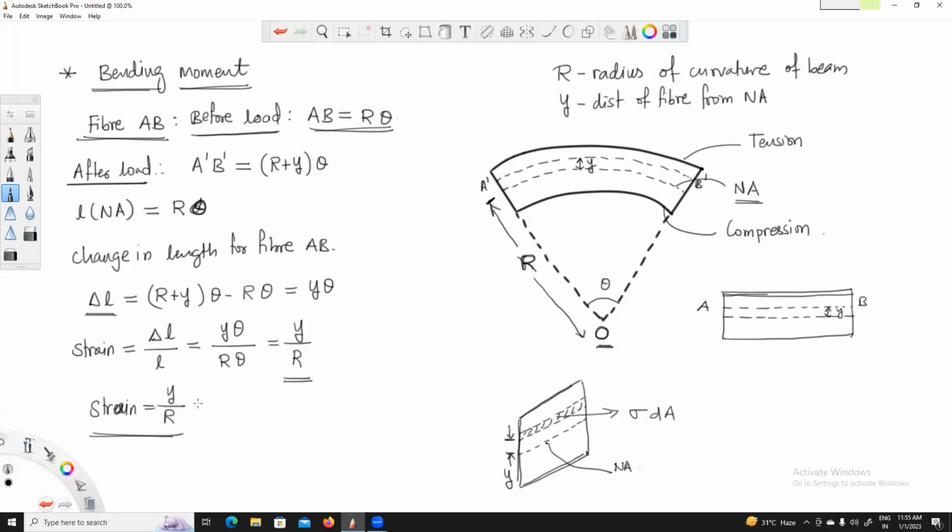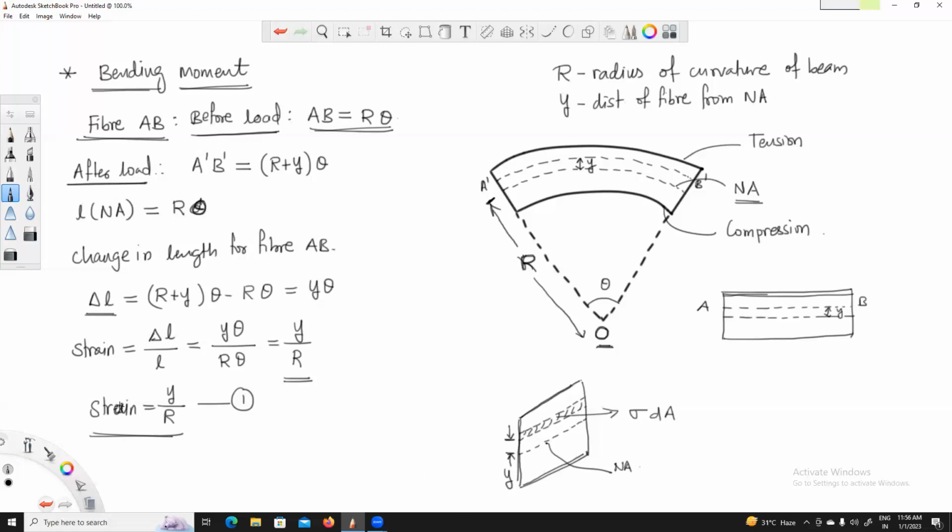So we have obtained one important relation. If you look at the fiber, this y is the distance of any fiber from the neutral axis. Now suppose you consider the neutral axis itself, the distance of the neutral axis from the neutral axis would be 0. In that case, y would be 0 and your strain would be 0. That is what we expected, because we have considered the neutral axis to be a fiber which is neither under tension nor under compression. So its length is not going to change. So for the neutral axis, strain would be 0.